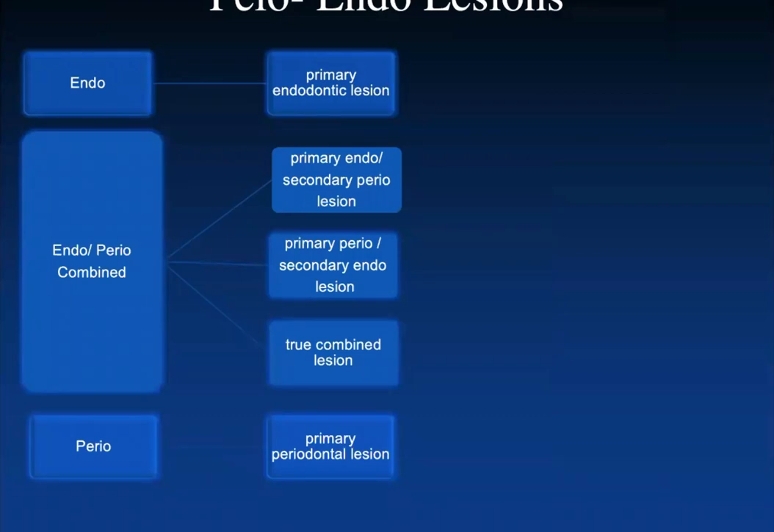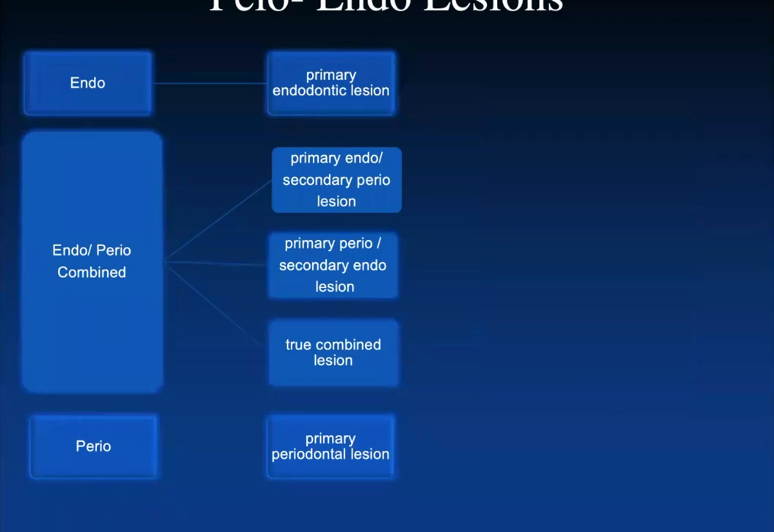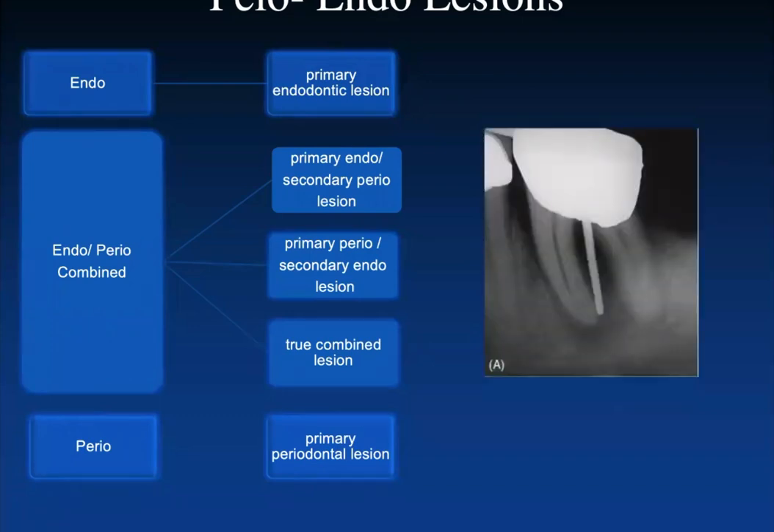Endoperio lesions. This is a very extensive topic. I'll make it simple. First, we have the primary endodontic lesion. It might have deep pockets, like draining beside the tooth or draining from the side, but the gum is not involved. Now, endoperio could be primary endo, secondary perio. In this case, it's primary endo, where the tooth is necrotic and we have a blowout radiolucency around it. Once we do the root canal, everything will heal.